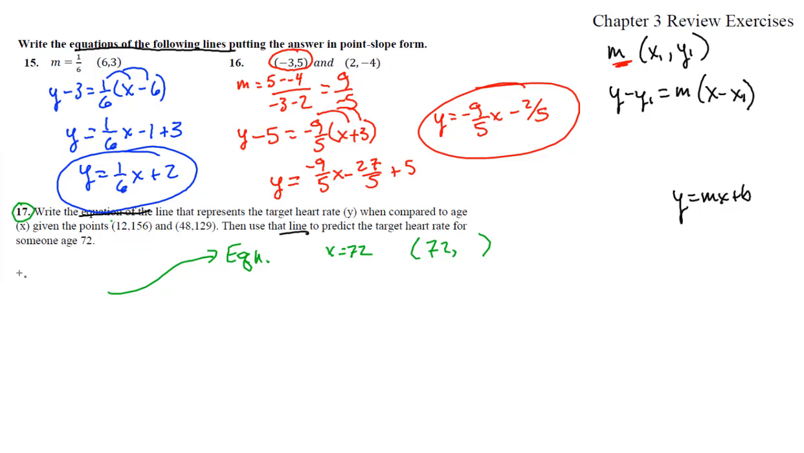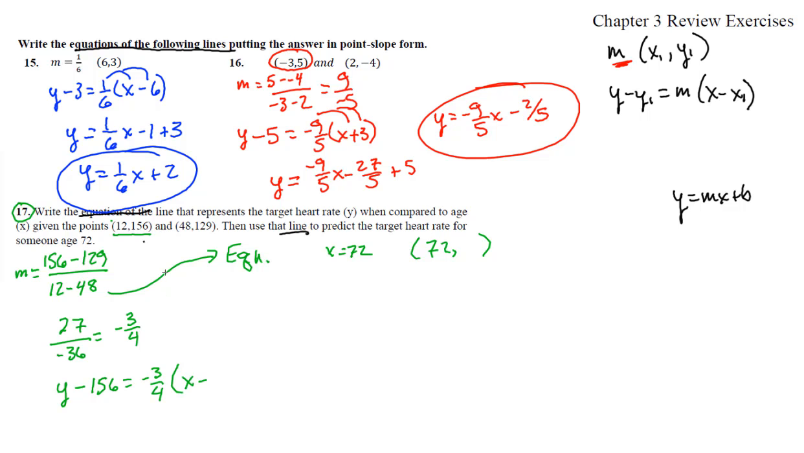Good. So let's try this. The slope we know is y, 156 minus 129, over 12 minus 48. Excellent. That is 27 over 12 minus 48, which is -36. So we divide by 9 to simplify, and we get -3/4. Okay, we now have our slope. And then we can use, say, this point right here for the x1, y1. Y minus 156 equals -3/4 times x minus the x value there.